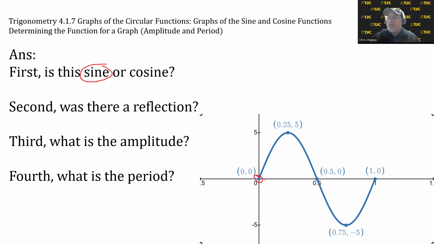Second, was there a reflection? Sine goes middle, high, middle, low, middle, and this graph goes middle, high, middle, low, middle, so there was no reflection. That means our A is going to be positive. What is the amplitude? Well, it goes from 0 to 1, and the difference of that is just 1.